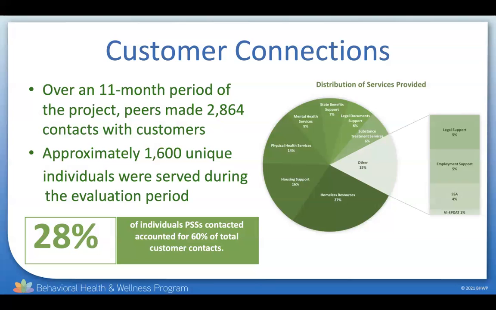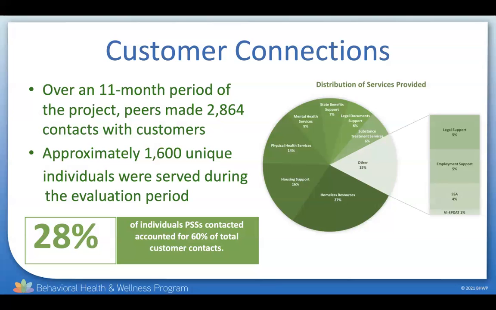So we think that really points to their trust in the system and their willingness and interest to return for further support. And you can see on the right here a pie chart of the different distribution of services provided. You can see a lot of different types of services there.